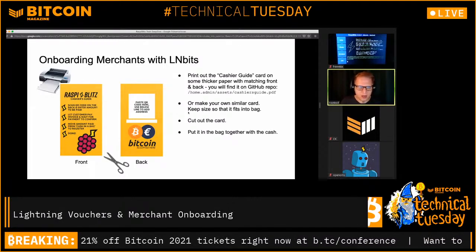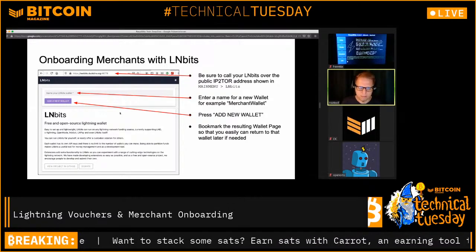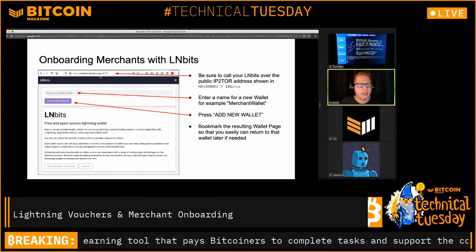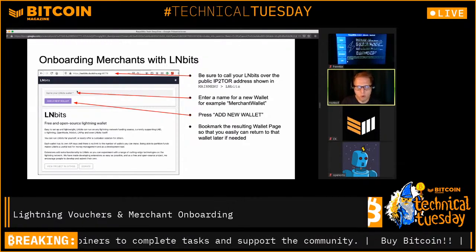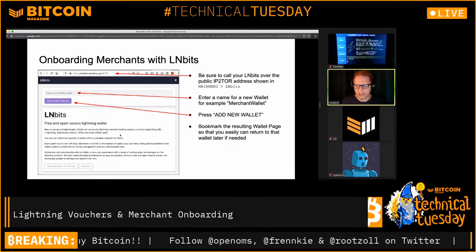But then you have printed this out, and we will go through this step by step, the process later. But now you have your card printed out. Next step, you go to the LNbits, and again, make sure that you call the LNbits over the IP tutor Let's Encrypt address, so that you're really creating the correct links here. Then you will enter a wallet here. You can call it like merchant wallet. Then you press Add New Wallet. And again, think about bookmarking this one so you can find it back again or call it back again easily later on.